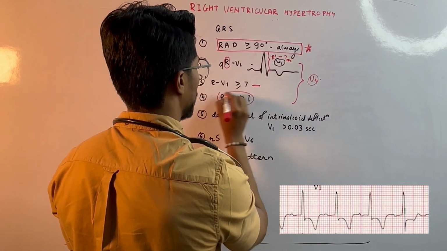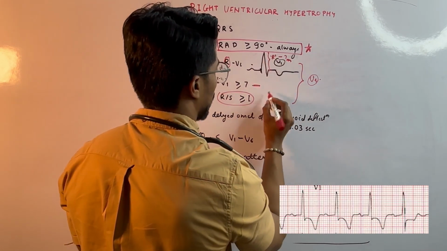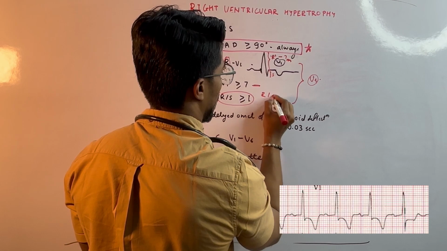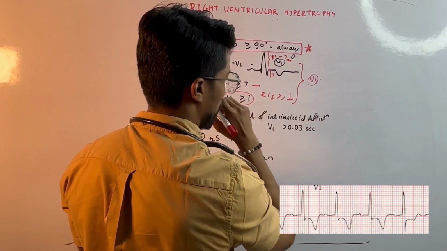Again, this is the same point emphasizing that the R to S ratio, R by S, is going to be more than or equal to 1.